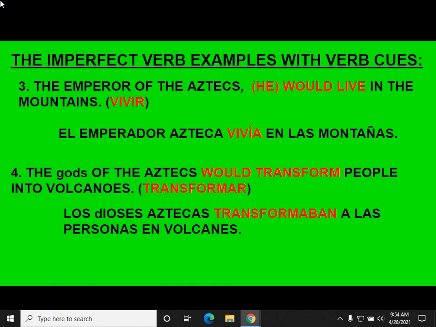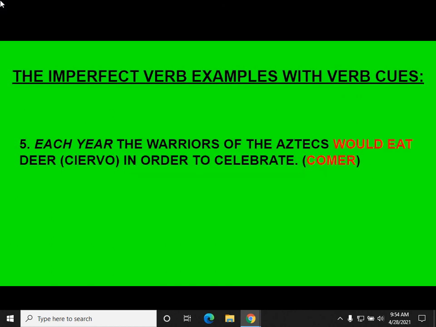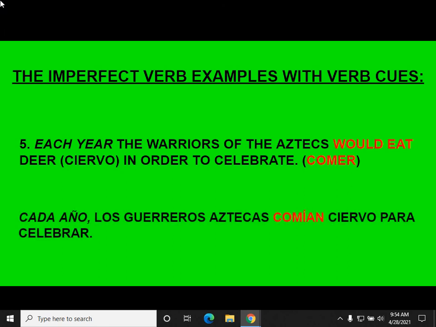Okay, our last one says, and I'll come back if you need this later, okay? It says each year the warriors of the Aztecs would eat deer in order to celebrate. So each year is cada año, los guerreros aztecas comían ciervo para celebrar. Cada año los guerreros aztecas comían ciervo para celebrar.